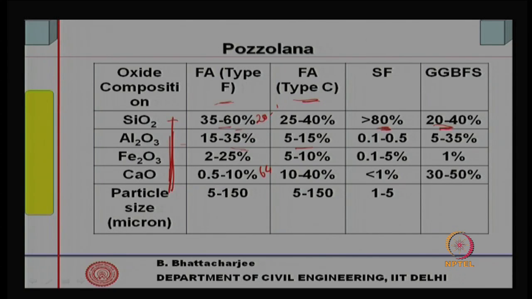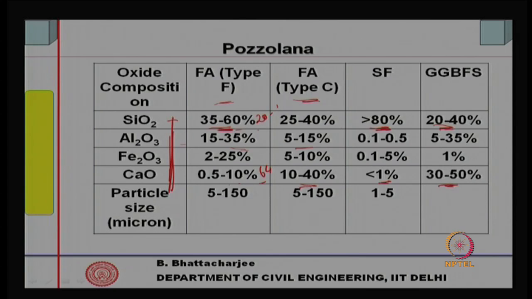If you recall, the same oxides are there, but the quantity of oxides has changed. Now, here CaO varies from 5 to 10% in type F fly ash, in type C it is 10 to 40%, silica fume less than 1%, slag 30 to 50%. As for SiO2, you can see the silica in this is of this order, where this is very high. So, same oxides as the OPC cement, but the proportions are different.